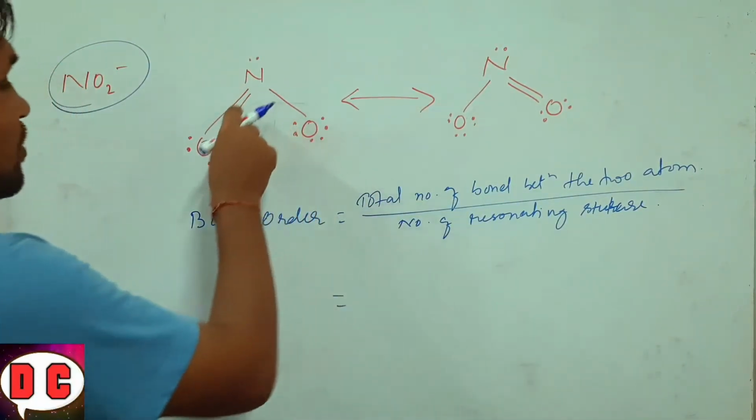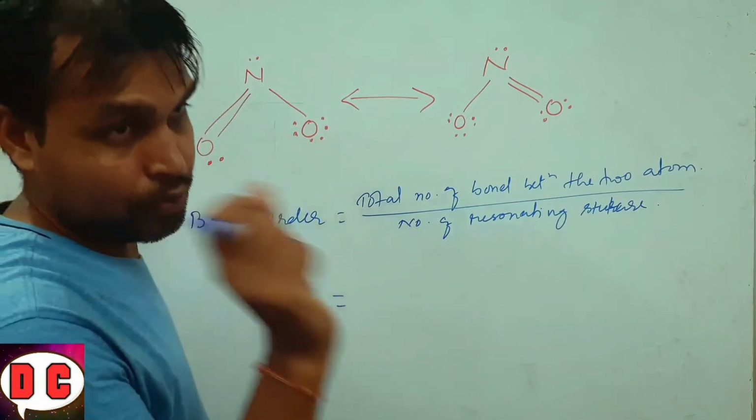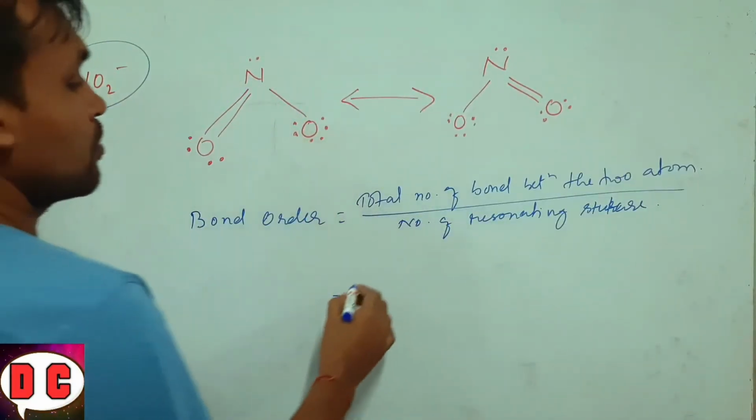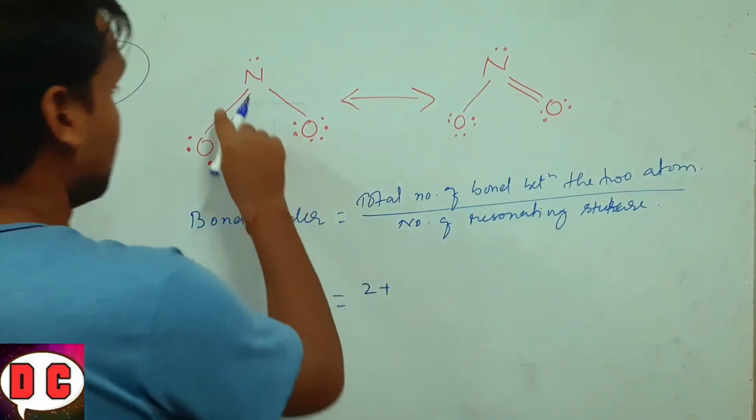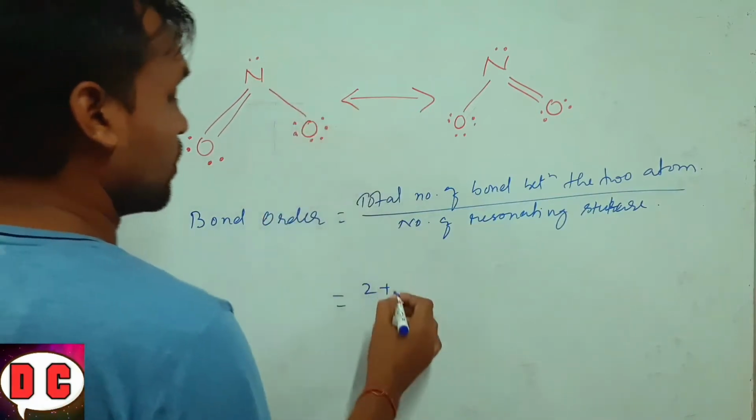So you see here, what is the total number of bonds? Here 1 double bond is there. For a double bond we write 2, and for a single bond, 1. So the double bond is how much? 2. Here there is 1 double bond, so 2, and the single bond is 1, so 1.